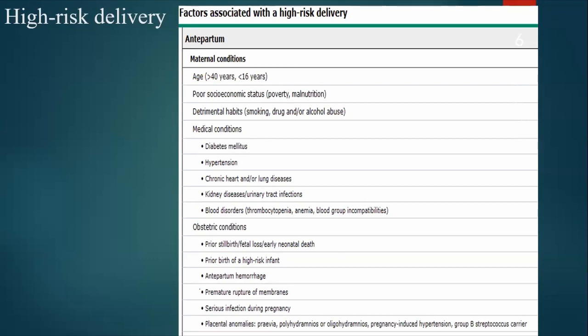Other obstetric conditions include a previous child with stillbirth or fetal loss, high-risk pregnancy, or a mother with bad obstetric history, prior births with a high-risk infant, antepartum hemorrhage, premature rupture of membranes, and serious infection during pregnancy. Present abnormalities include polyhydramnios and oligohydramnios, pregnancy-induced hypertension, a group B streptococcus carrier mother, or a previous child with group B streptococcus infection. These are at-risk mothers for neonates requiring possible resuscitation.